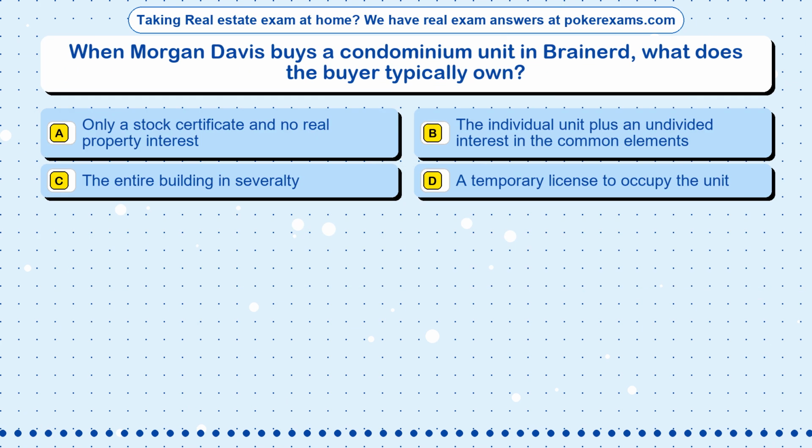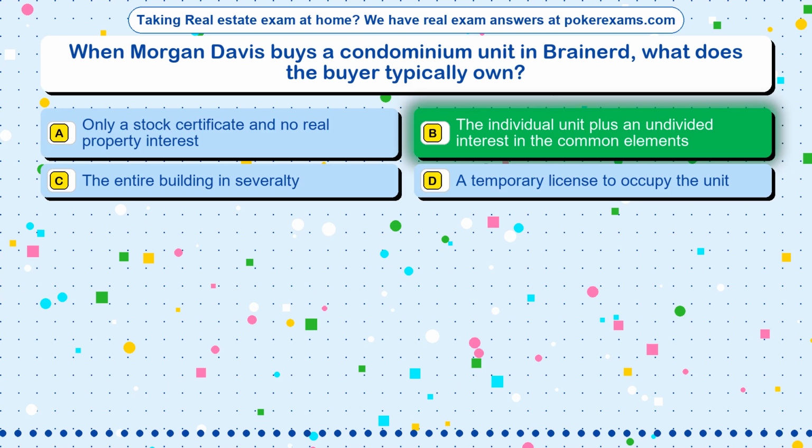Question 50. When Morgan Davis buys a condominium unit in Brainerd, what does the buyer typically own? Option A, only a stock certificate and no real property interest. Option B, the individual unit plus an undivided interest in the common elements. Option C, the entire building in severalty. Option D, a temporary license to occupy the unit.